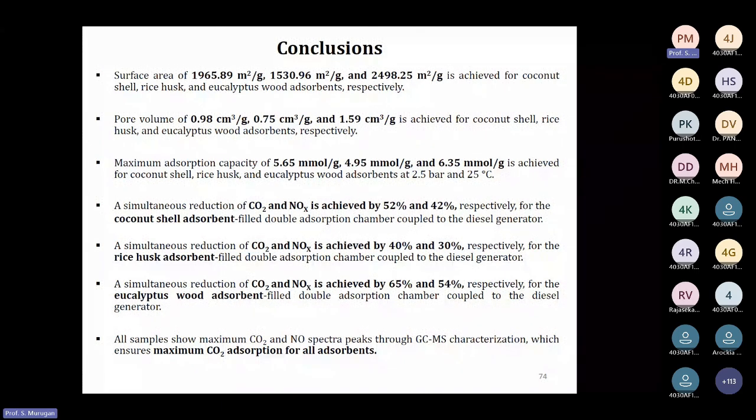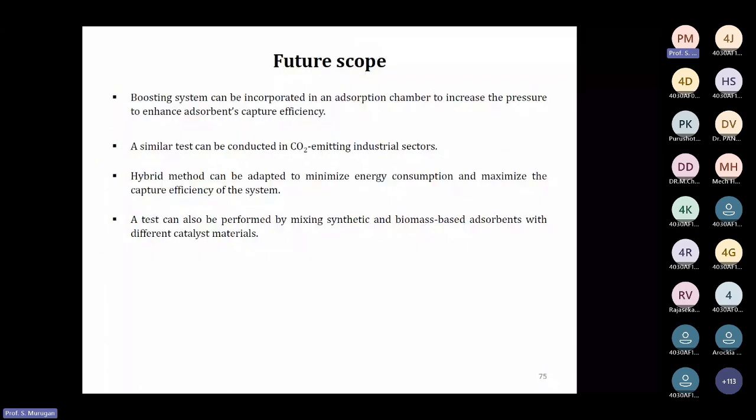Of course, these are some of the results we got from our research study. And we can extend this carbon capture system in any direction. That means you can boost the system or improve the efficiency by incorporating the absorption chamber anywhere, to any genset. And you can also use a hybrid method that can be adapted to minimize energy consumption and maximize carbon capture efficiency. Hybrid method means combining absorption methods.